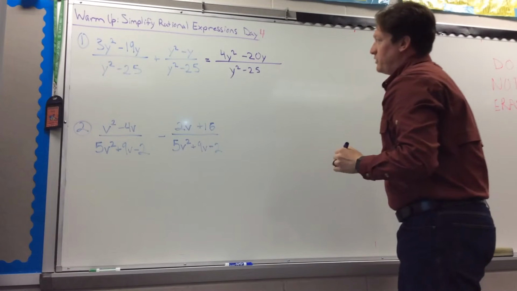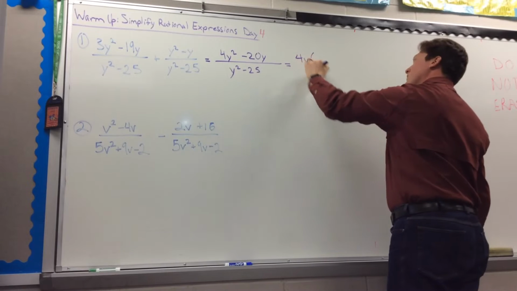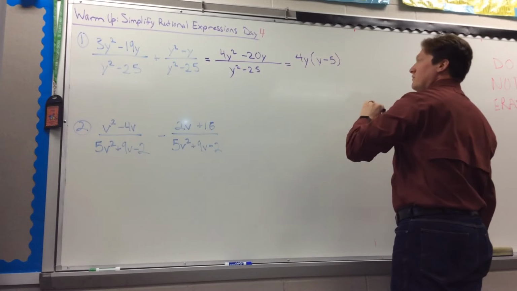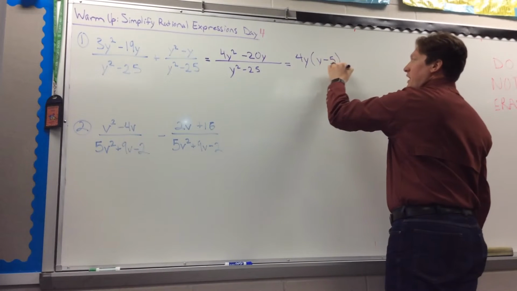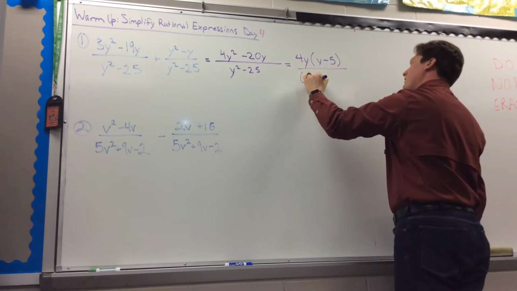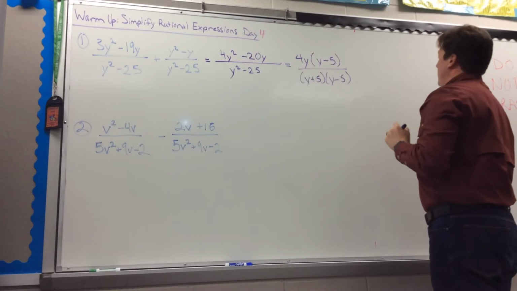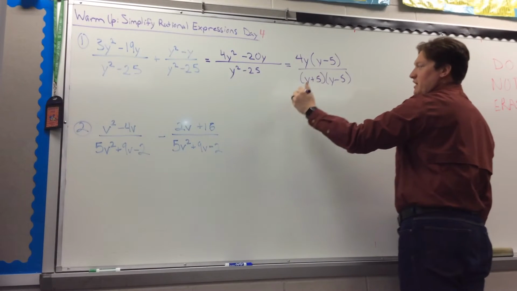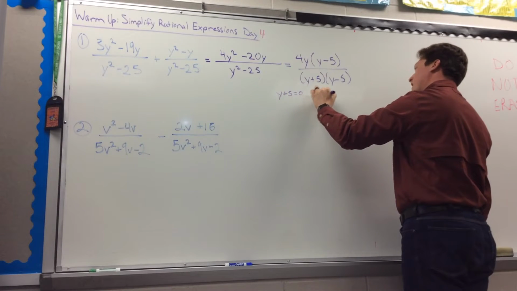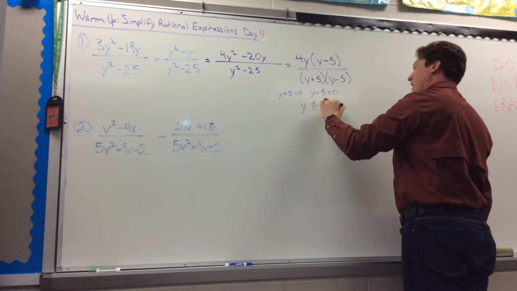And then we have negative 19y minus y is negative 20y. So when we factor this completely, the top, we're going to take out a 4y, which is going to leave me with y minus 5. That's using greatest common factor. The bottom is the difference of squares, so that's going to give me y plus 5, y minus 5. Before I cross things out, I need to find my restrictions. That's these two set equal to 0. So y plus 5 equals 0, y minus 5 equals 0. We know that y cannot equal negative 5 and positive 5.